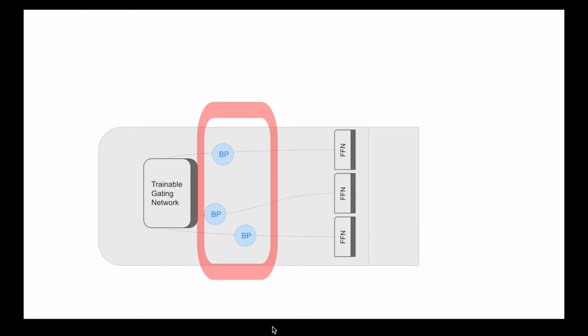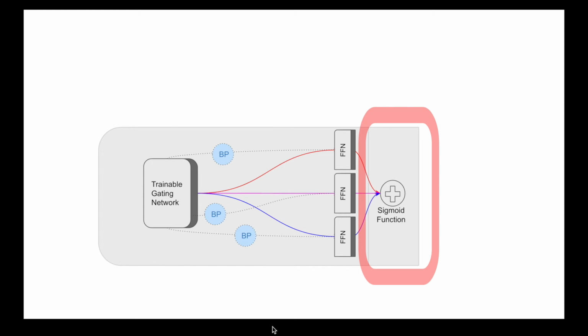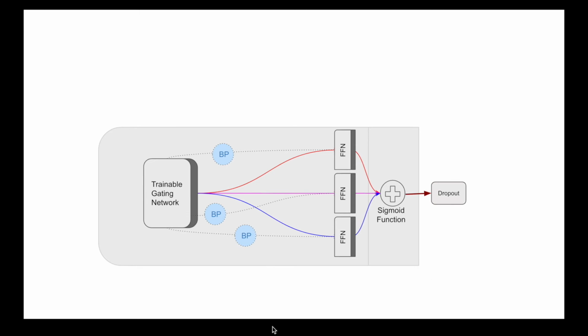So what we are seeing here is the MoE layer, and the output of the MoE layer is passed through a sigmoid function. So the final output of the MoE layer is passed through the sigmoid function before dropout.